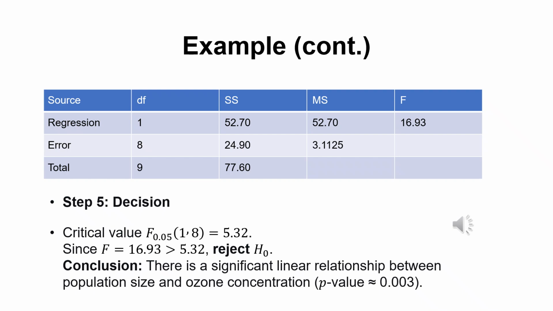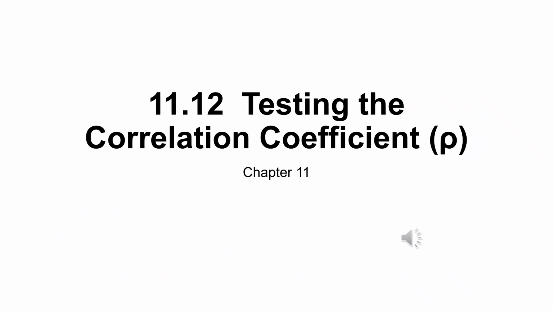Since 16.93 exceeds 5.32, we reject the null hypothesis. Conclusion: there is a significant linear relationship between population size and ozone concentration, with a p-value of approximately 0.003. Section 11.1: testing the correlation coefficient, ρ.